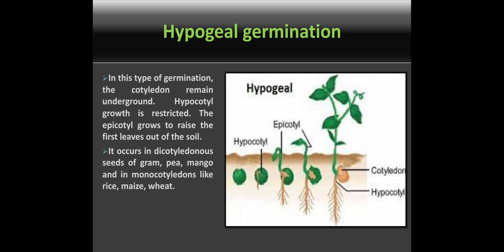Hypogeal germination, you can see here in the diagram. In this type of germination, the cotyledons remain underground. Hypocotyl growth is restricted. The epicotyl grows to raise the first leaf out of the soil. It occurs in dicotyledonous seeds of gram, pea, mango, and in monocotyledons like rice, maize, wheat.